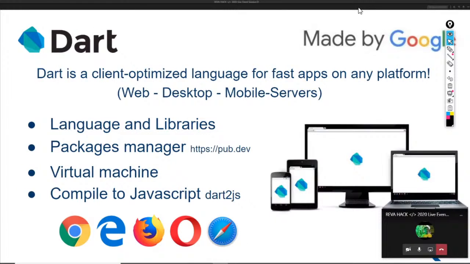And then Dart. What is Dart? Dart is a client-optimized language for fast apps on any platform, made by Google. It is used to make web apps, desktop apps, mobile apps, and servers. It has many libraries present in the language. A package manager website is there, from where you can download packages and use in your Flutter apps, just like you use npm for Node.js. Similarly, there is the Dart virtual machine. You can compile your Dart code to JavaScript too, like in websites.